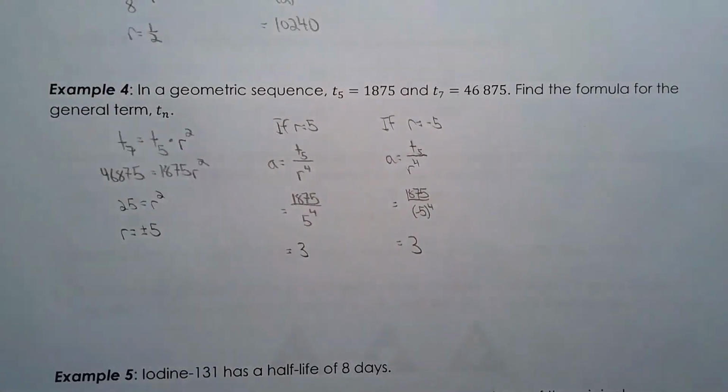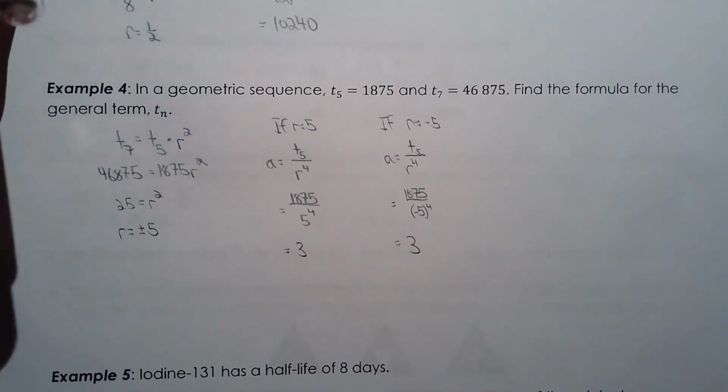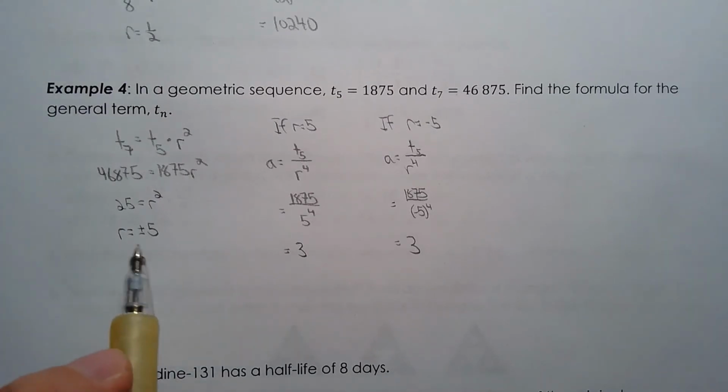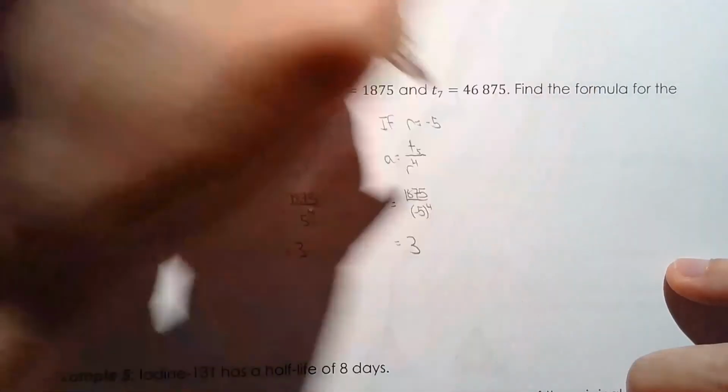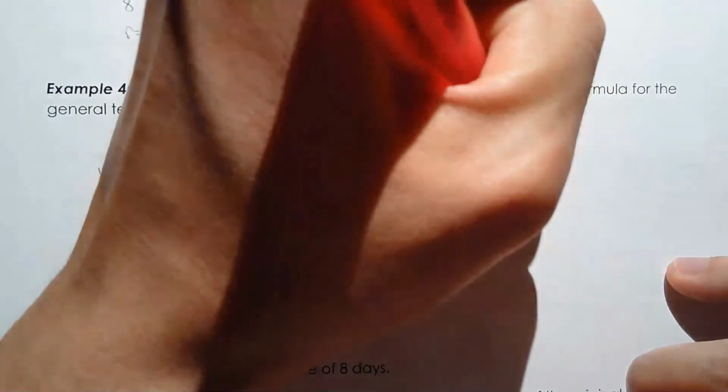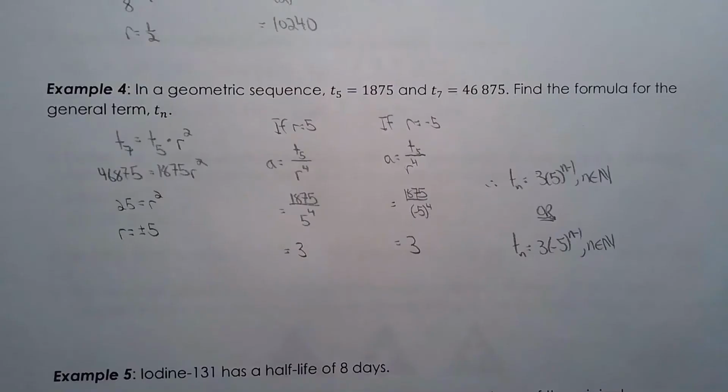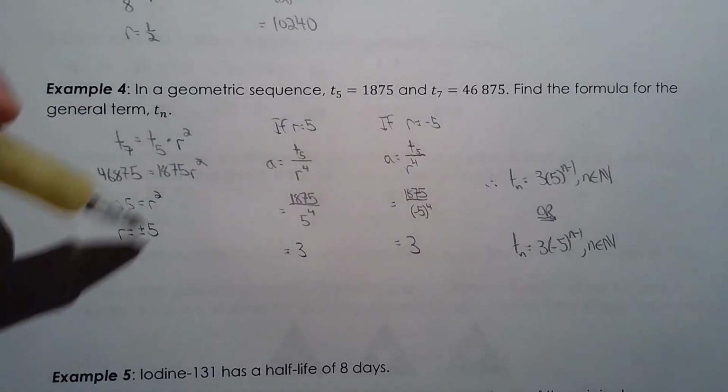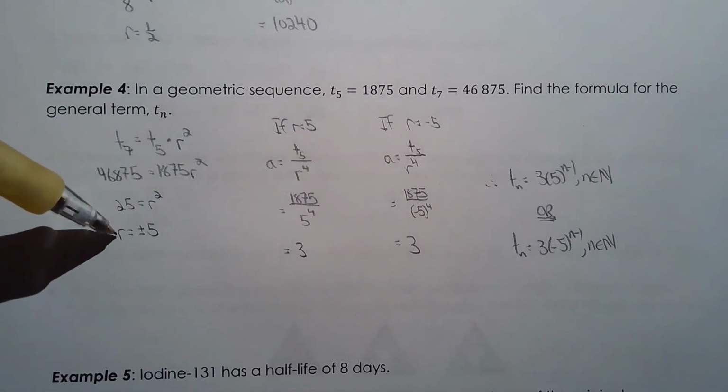Alright, so I'm going to write down the formulas and then I'll tell you about the logic that was taking place in the question. So how did I know there were two values of R right off the bat? So let's say, therefore, T sub n is equal to 3 times 5 to the power n minus 1, n is a natural number, or T sub n equals 3 times negative 5 to the power n minus 1. Alright, there we go. So how did I know that there are going to be two values for R? It's going to be plus 5 or minus 5.